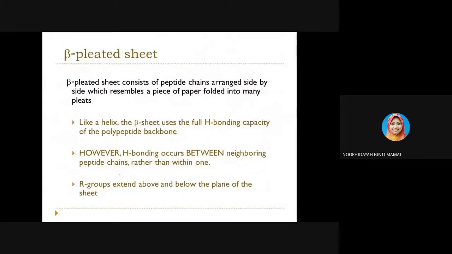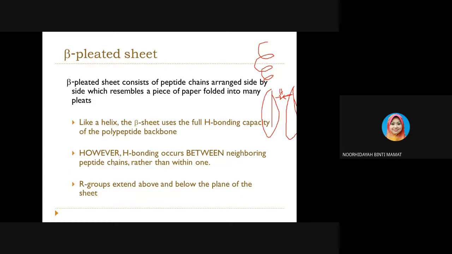Okay, how about the beta pleated sheet? The beta pleated sheet consists of peptide chains arranged side by side. In the alpha helix, they become a spiral, but in the beta pleated sheet, the folding is side by side, which resembles a piece of paper folded into many pleats. So like the helix, the beta sheet uses the full hydrogen bonding capacity of the polypeptide backbone. They will have hydrogen bonds from one amino acid to another on the other side.